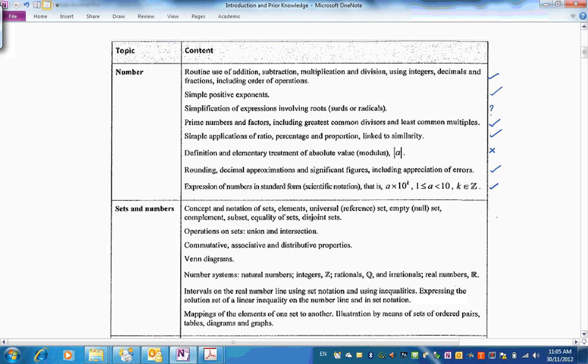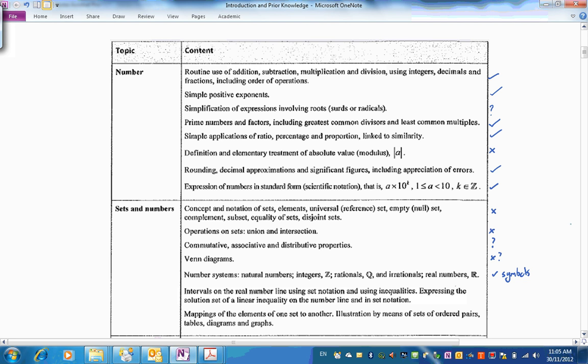Here we go, concept and notation of sets, elements, universal set. Now this is not usually taught before Year 11. Operation on sets, union and intersection, no. Commutative, associative and distributive properties, question mark probably. Venn diagrams may be in probability, so put a question mark there. Number systems, natural numbers, integers, yes, but what about the symbols? The IB like you to be aware of the proper mathematical symbols for these sets.